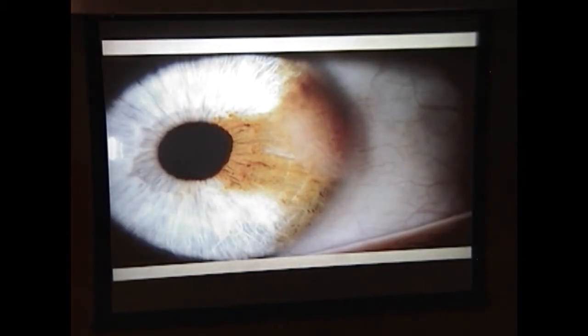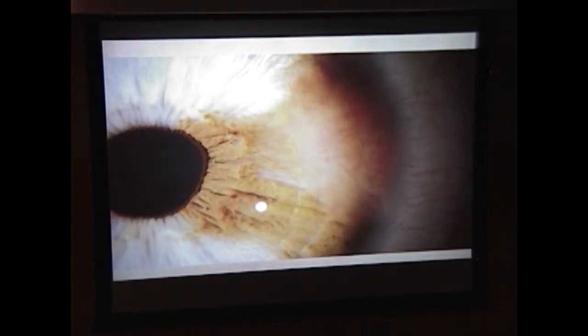Here we see a gonioscopy view looking at the angle of the iris, and I've outlined the growth. The concern here is you want to look for seeding. You want to look for any seeds in this portion of the angle, for that would be highly indicative of a melanoma. If you look at the growth, you notice the intrinsic vascularity of this growth.